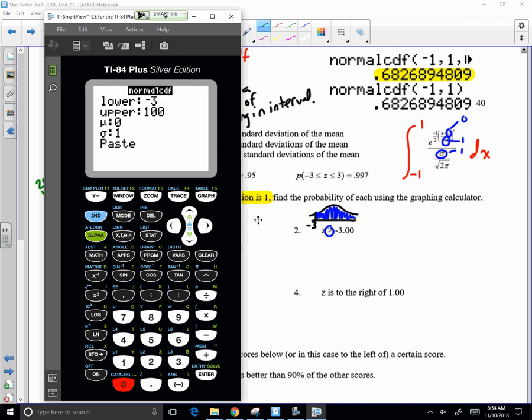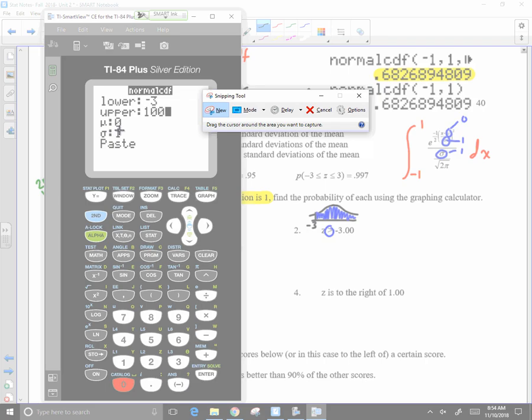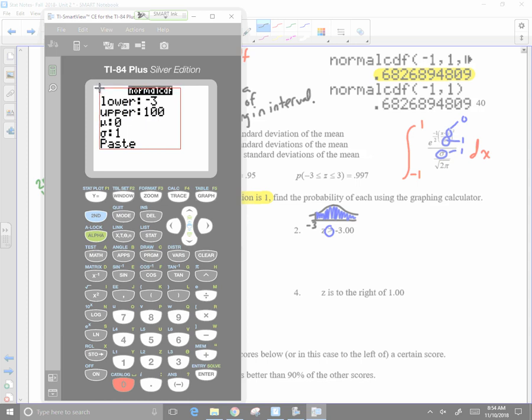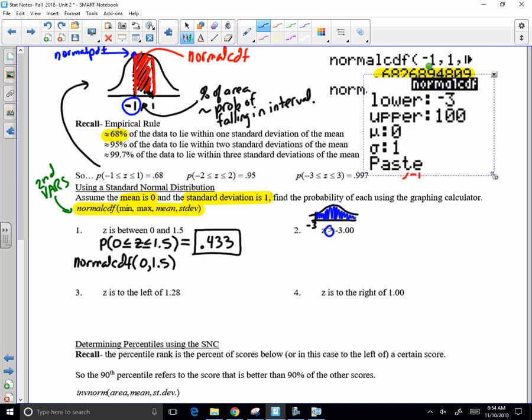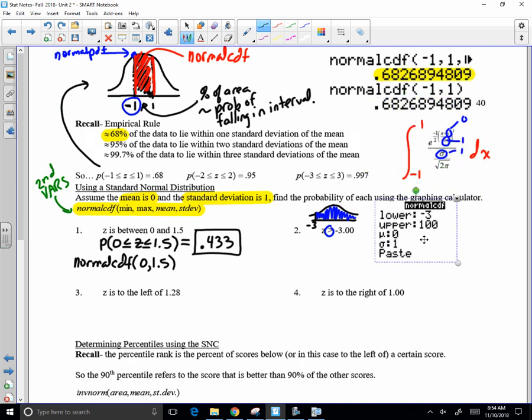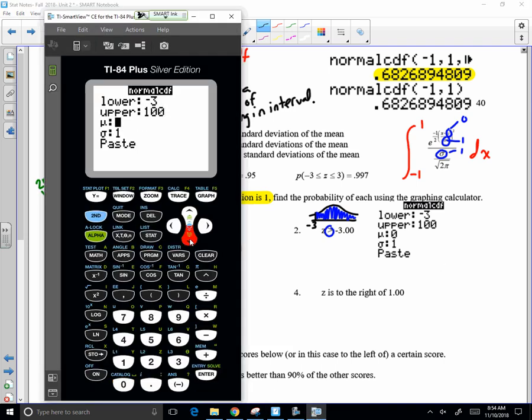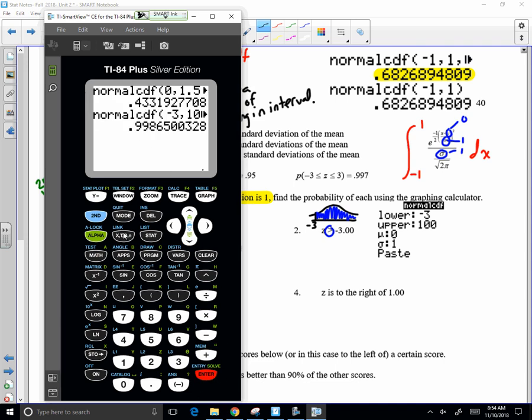Now you might say, how did I know 100? Well, I didn't. I'll show you how we'll solidify a final answer in a second. But I'm going to put in 100 to get started. Then I'm going to hit paste and enter, and get an answer. I'll just leave the answer up here and we'll do it side by side.